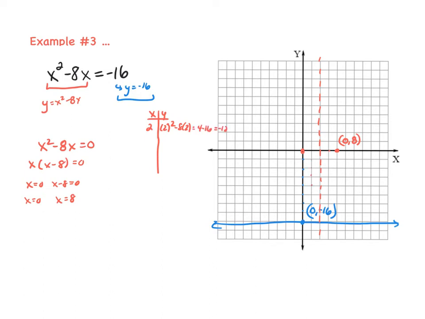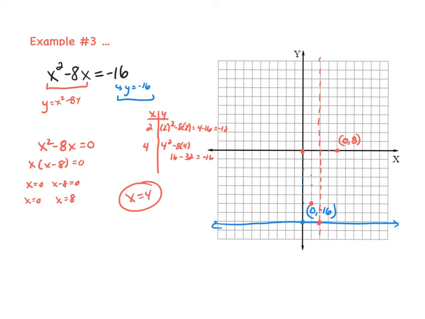2, 4, 6, 8, 10, 12. So I'm probably going to guess 4 then. If I plug in 4 squared minus 8 times 4, that's 16 minus 32, which is equal to -16. And what we notice there is that is directly on the axis of symmetry. So that's going to be the only solution because that will be the vertex.